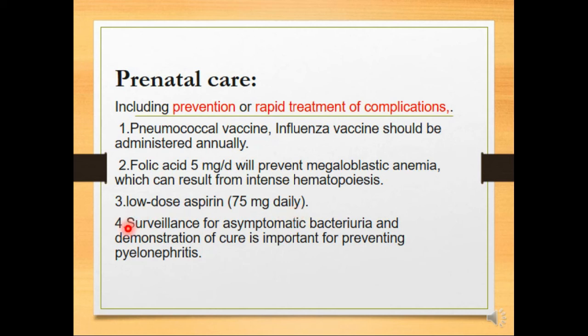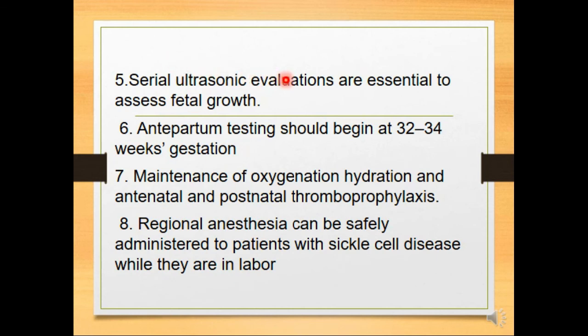Number 4. Surveillance for asymptomatic bacteriuria and demonstration of a cure is important to prevent pyelonephritis, because these patients are more liable to urinary tract infection. If we do surveillance for asymptomatic bacteriuria, we can reduce the risk of urinary tract infection and pyelonephritis. Serial ultrasound evaluation is essential. Why? To assess fetal growth, because these patients are at risk of fetal growth restriction, as we said, one of the risks that can occur in sickle cell disease affected pregnant women.